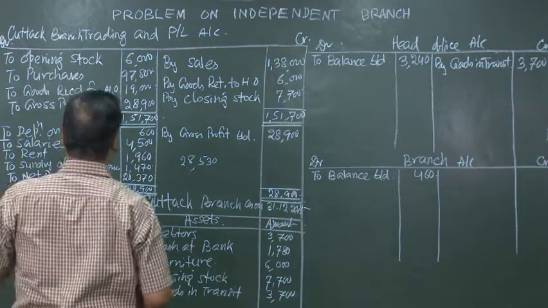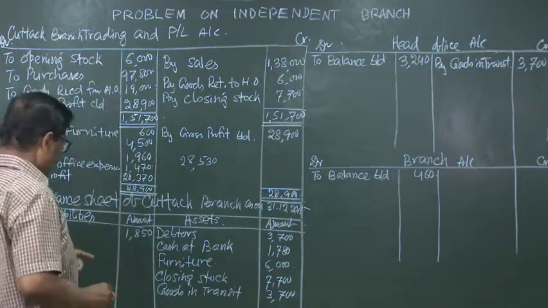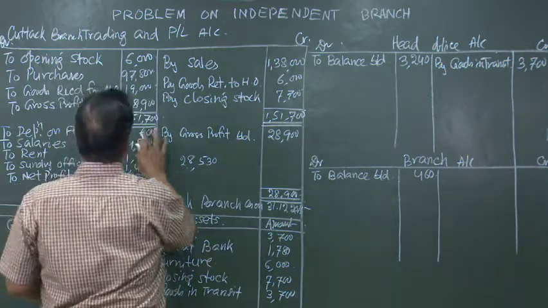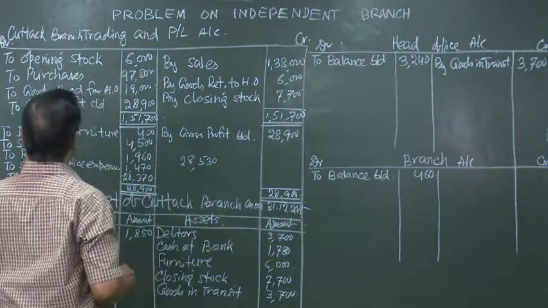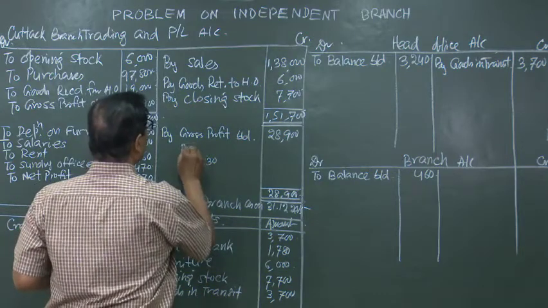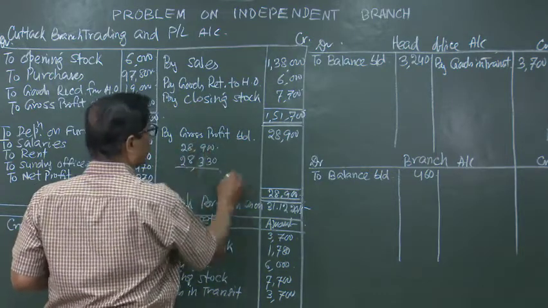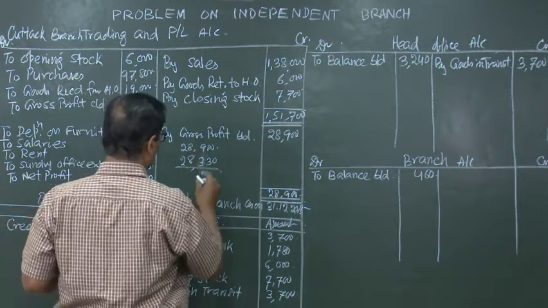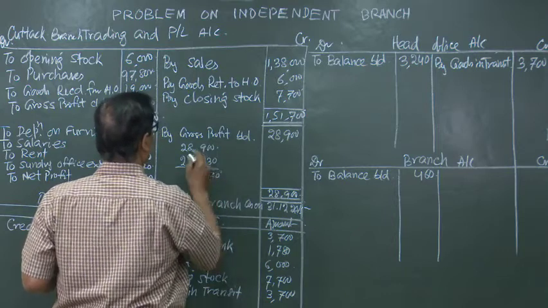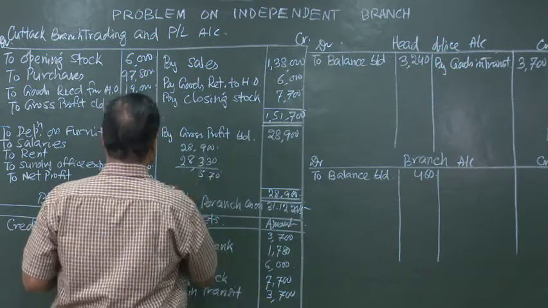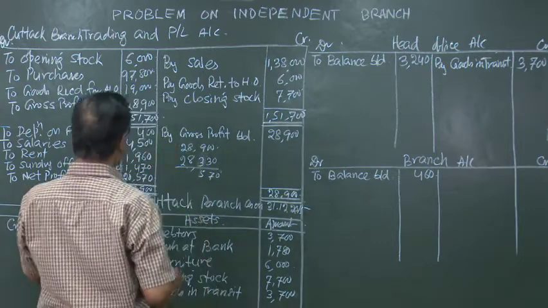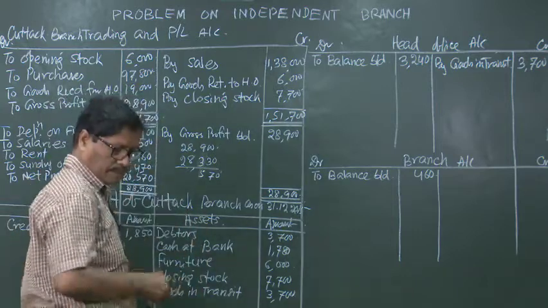We have missed one. Depreciation on furniture is how much? Depreciation on furniture is 400. I am sorry, depreciation on furniture is 400. So, it will be 330 total. From 28,900, if we deduct 28,330, we get 570. So, in this way it will be 570.